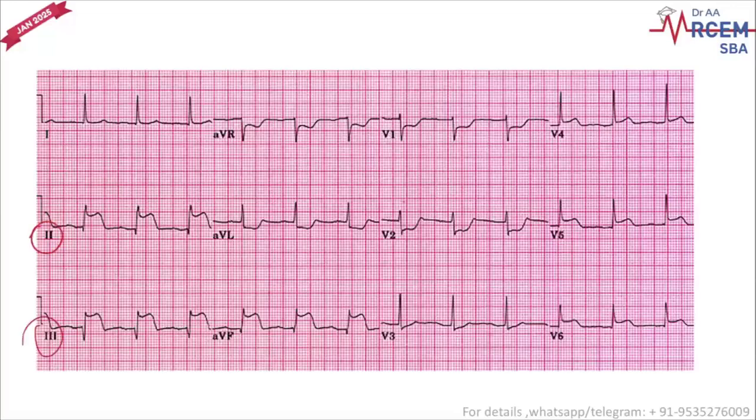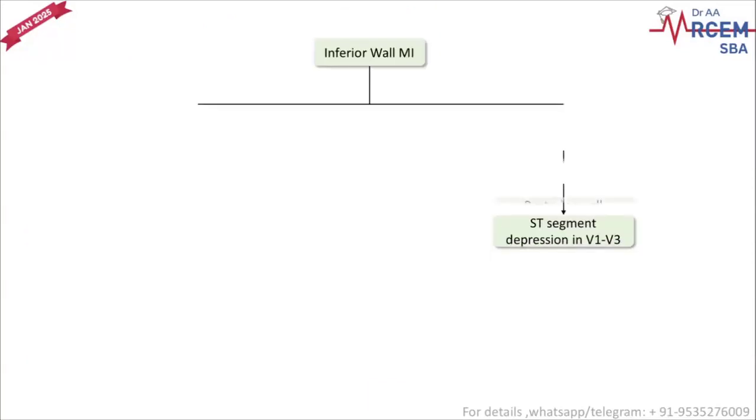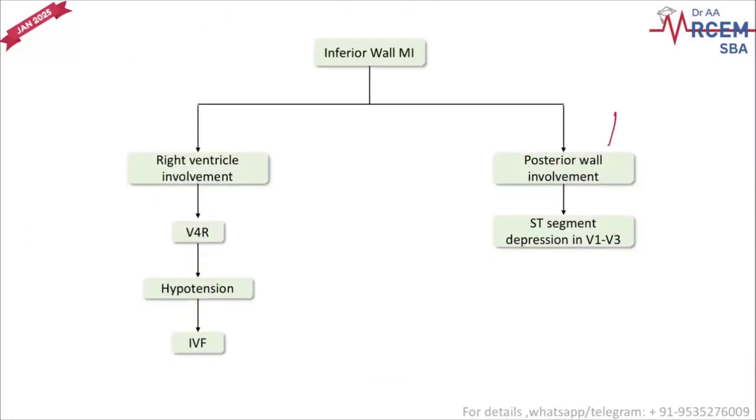This is an inferior wall myocardial infarction that you are having. Along with it, there is ST segment depression seen in V1, V2, and V3 along with ST segment elevation in 2, 3, AVF. So it is an inferior wall myocardial infarction mainly involving the posterior wall. That's how you will differentiate whether the right ventricle is involved or the posterior wall is involved in an inferior wall myocardial infarction. So as I was telling you, it can be posterior wall involvement or right ventricular involvement. Why is it important?